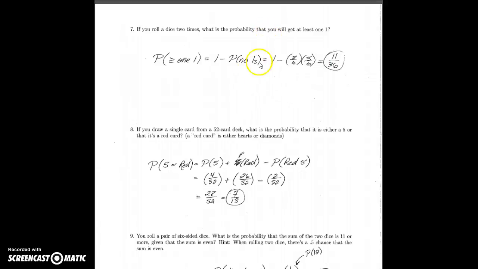You could actually get this directly also. Think of the total number of rolls that have at least 1 one, and there should be 11 of those. 36 total rolls, so 11 out of 36 by that method would also work.